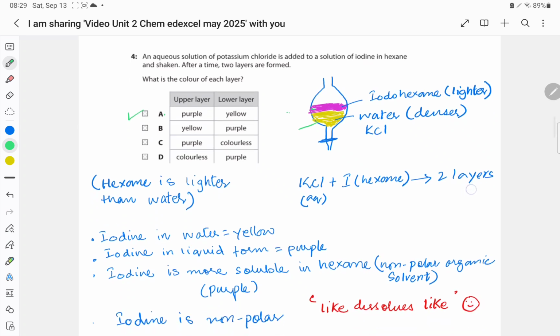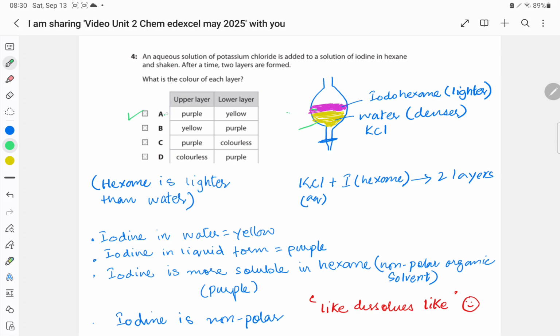We know that iodine in water is going to be yellow, but here in hexane it's going to be purple. Iodine is more soluble in hexane because iodine is non-polar and hexane is a non-polar solvent, and like dissolves like, so it will be soluble, forming a purple color. So that purple color is found on the upper layer, and water is going to be denser, but some of the iodine might mix in the lower layer, so it's going to be yellow.